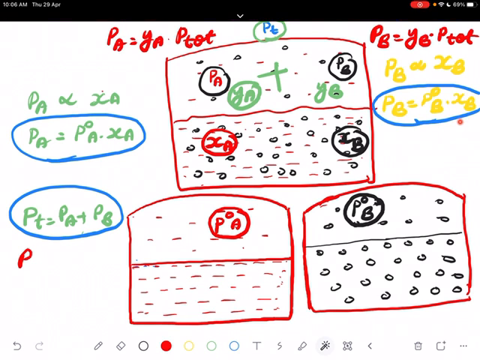Now consider, suppose this black one is highly volatile, so that it exists only in the vapor phase. Now what happens? One is liquid and the other is gas. So it becomes what? Henry's law. Raoult's law becomes a special case of Henry's law. Once again, consider the black ones are highly volatile, so that they exist only in the vapor phase, and the red one is only in the liquid phase. At that time, Raoult's law becomes Henry's law.